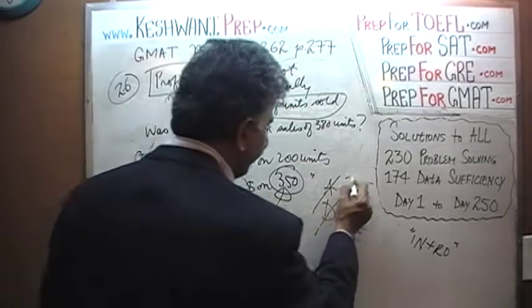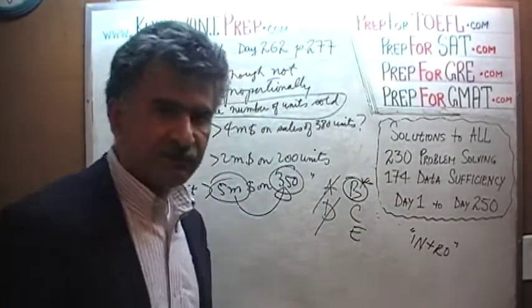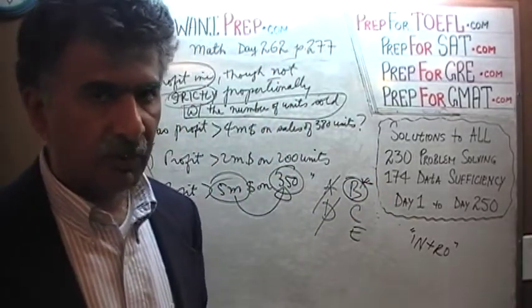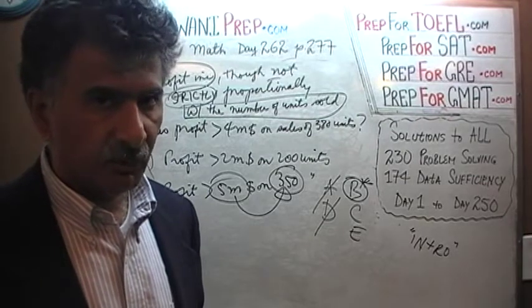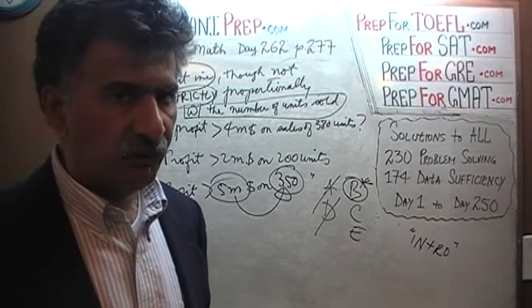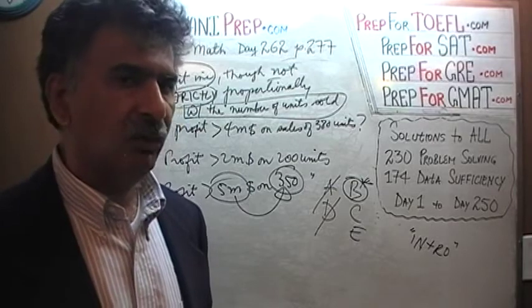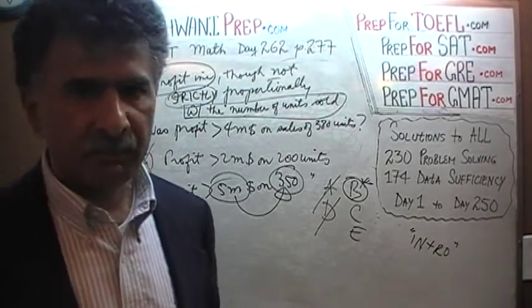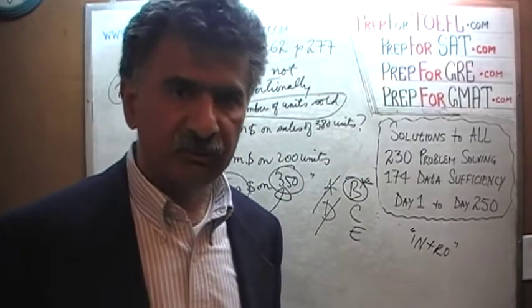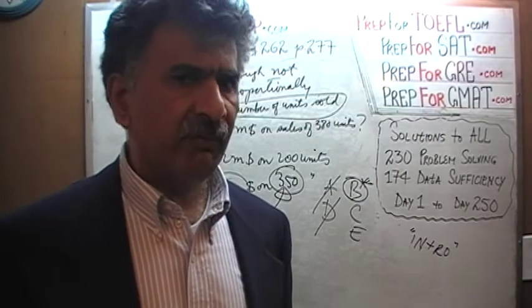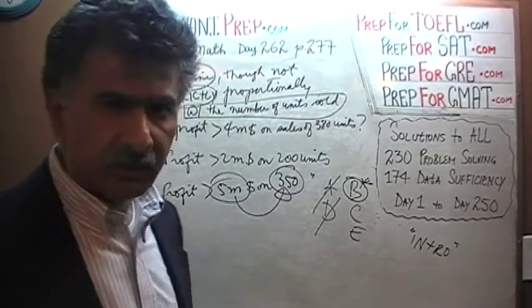The answer is B. The second statement by itself does provide us enough data to be able to answer the question being asked, which is, was our profit more than 4 million by the time we sold 380? The answer is yes, of course our profit has to be more than 4 million by the time we sold 380, because we already hit a profit of 5 million by the time we sold 350.